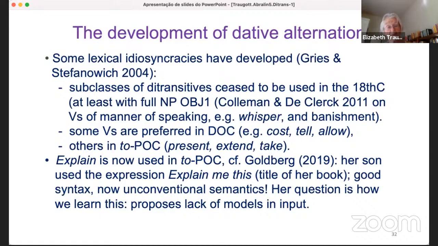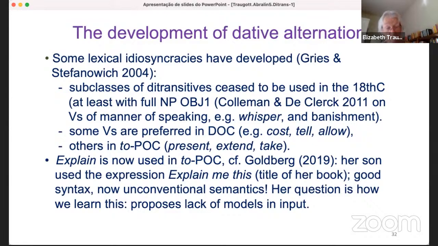A lot of people have talked about various lexical idiosyncrasies that have developed. Gries and Stefanowitsch in 2004 talk about subclasses of ditransitives. Coleman and de Clerk talked about subclasses of ditransitives that ceased to be used in the 18th century, such as whisper and words of banishment. I don't think they fully realized at the time that this was not at all surprising. It's been happening for a good 1,000 years. And Gries and Stefanowitsch said that some verbs are preferred in the double object construction, like cost, tell, and allow, and others in the to-dative, like present, extend, and take. And as I mentioned, explain is now used in the to-dative.